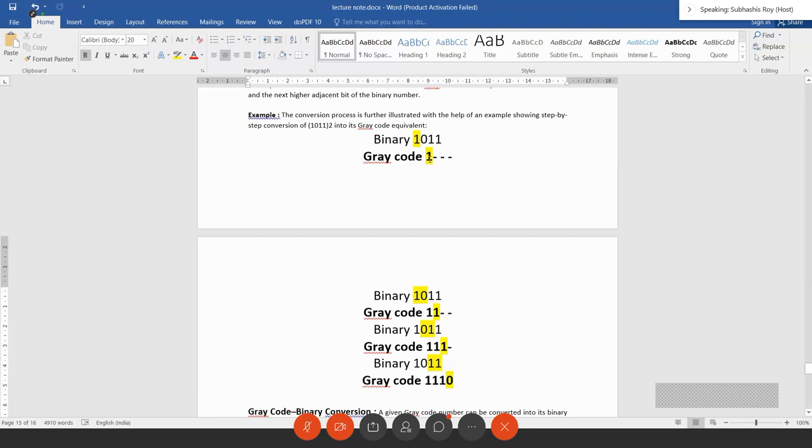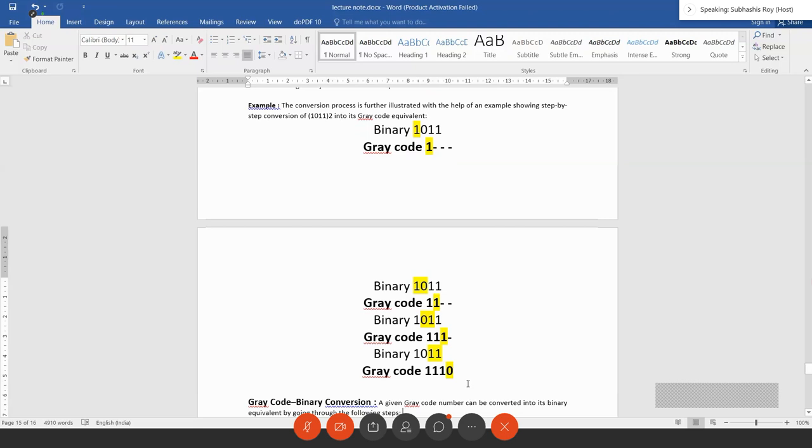First the MSB is copied, then add consecutive digits in the binary. So 1 plus 0 gives you the second bit, 0 plus 1 gives you the next one, and the last two digits give you this one. This is how I can convert a binary number to gray code.